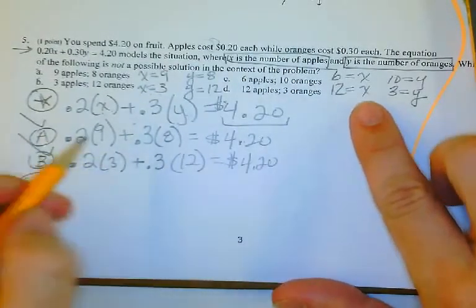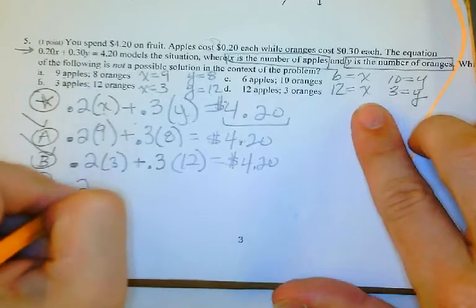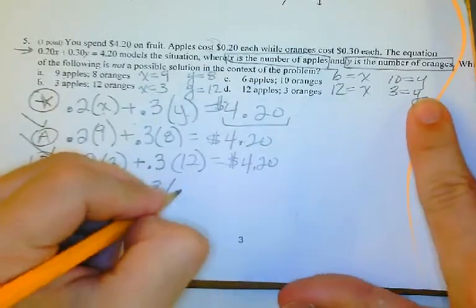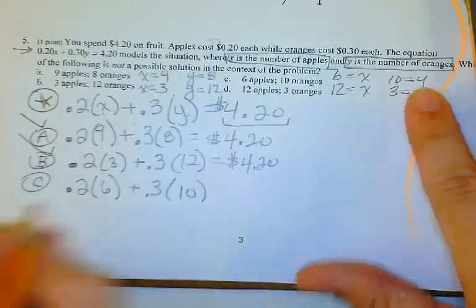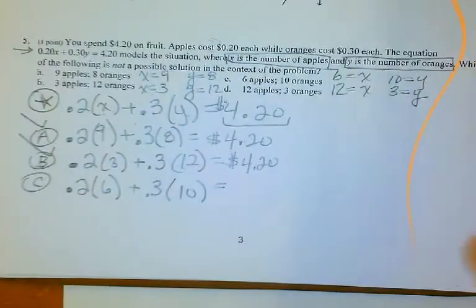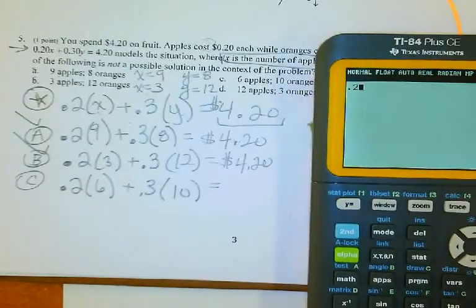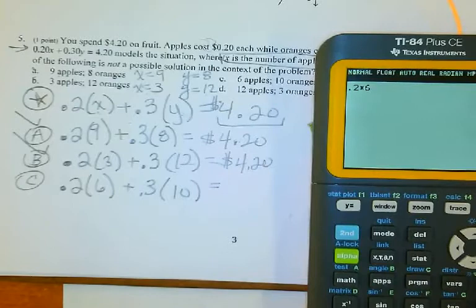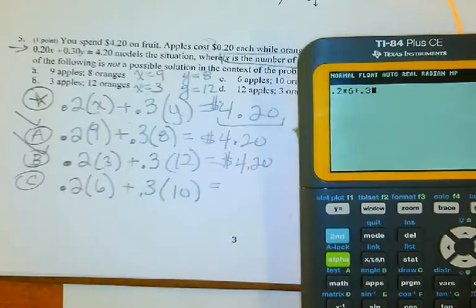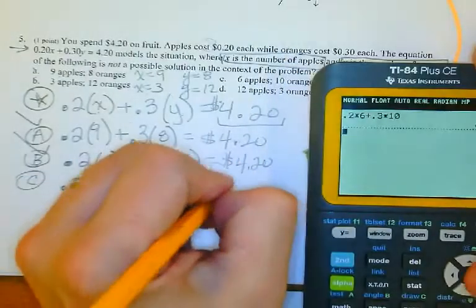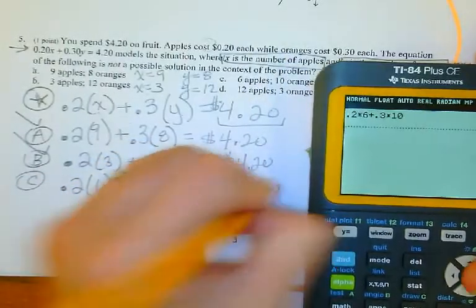Let's look at C. C is going to have apples, and there are 6 of them, and oranges, and there are 10 of them. Again, we're hoping that we get up to $4.20. So we can say 0.2 times 6 plus 0.3 times 10, and that equals $4.20. That'll work.